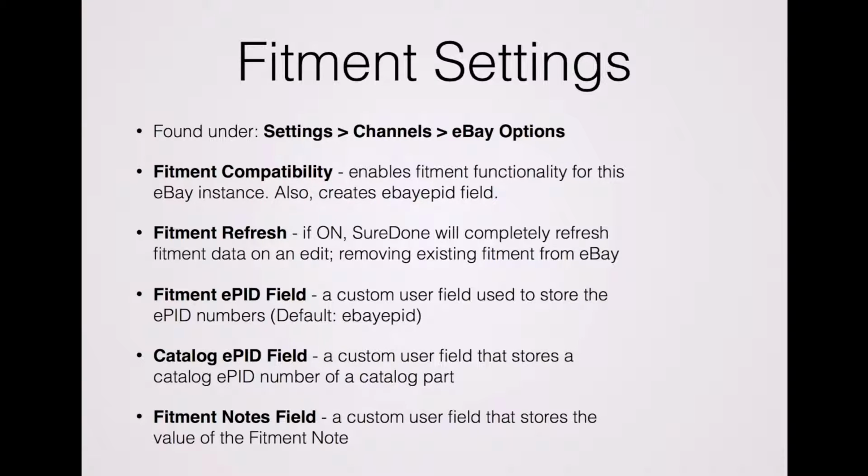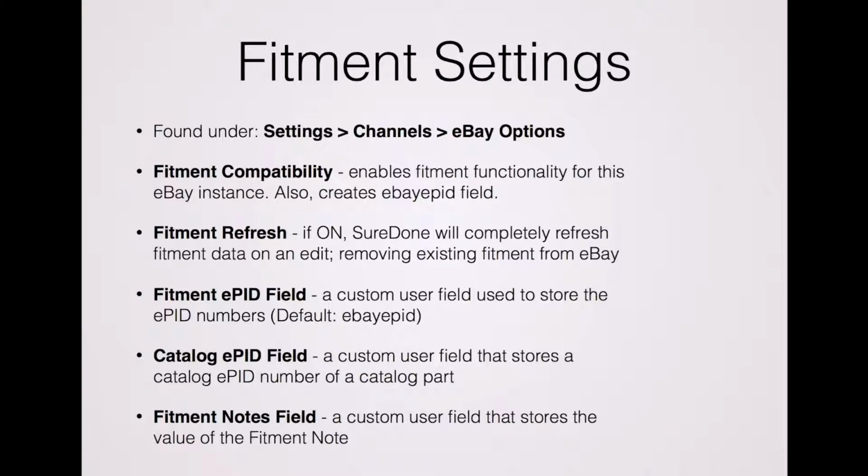The next one is the eBay Fitment ePID field, which is a custom user field used to store the ePID numbers. So if you remember from the last video, ePID numbers are the specific year, make, and models that eBay has assigned. Now, we store all of those values in a custom user field. That's how you're able to edit them in bulk, and it's actually where the user interface saves to as well. You can control what that field's name is, but by default, we create and map a field called eBay ePID automatically for you to help take away one extra step in that setup.